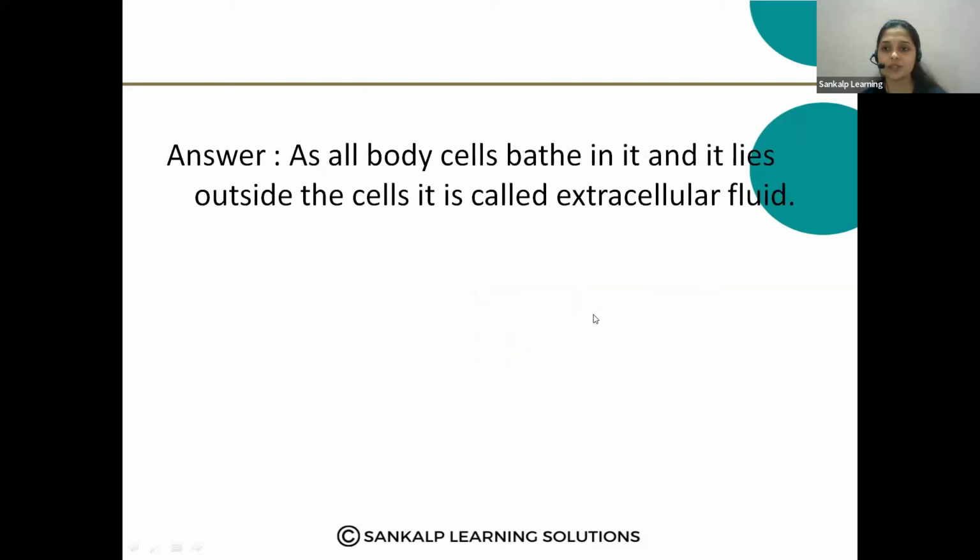And what is the definition of this? As all the cells bathe in it, it lies outside the cells, so it is called extracellular fluid. It means it is just outside the cells. So you should know the concept of lymph, what lymph is and how it is formed. All these you should know. So note down the point.